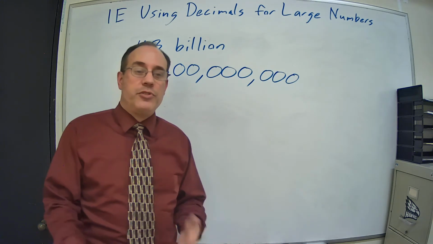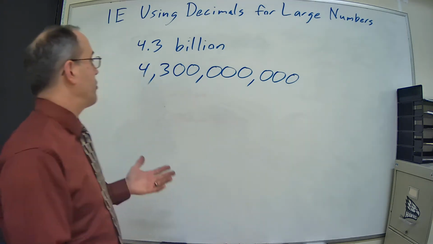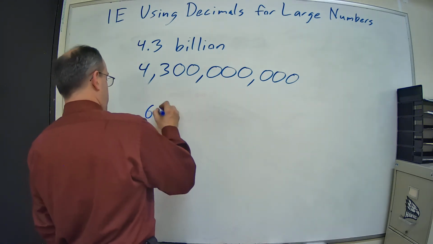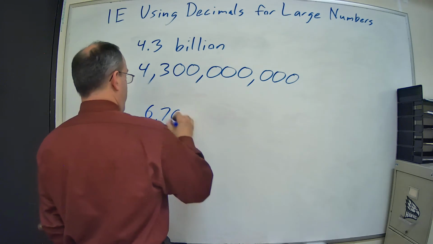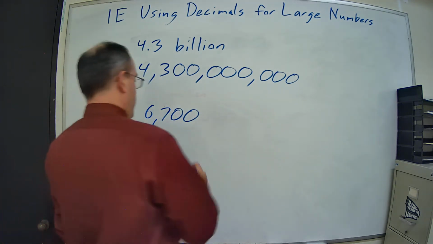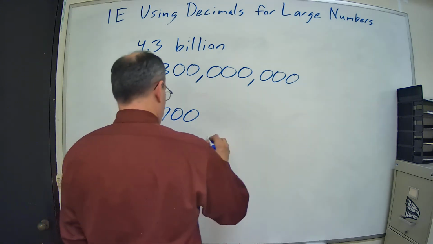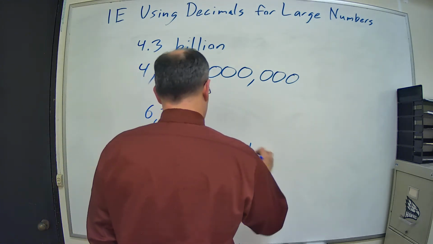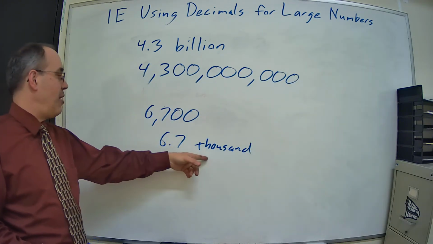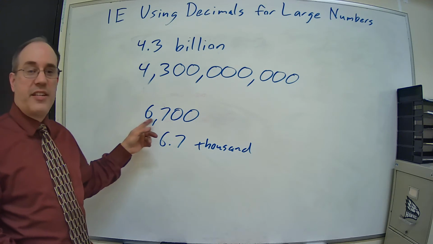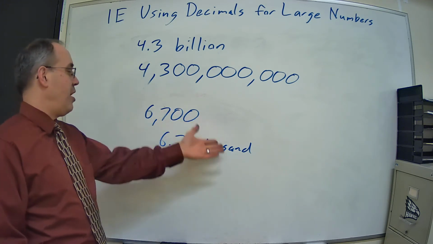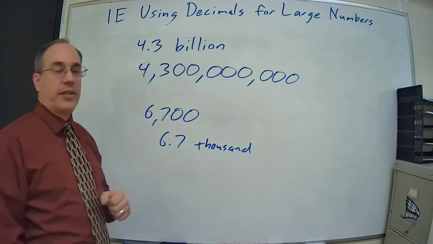Now you may use this in either direction. You may start with something and go, gee, I've got 6,700, and you may say, well, that's 6.7 thousand. You can abbreviate that way and say, to the nearest thousand. Sometimes we say that's 6,700, in fact, right? You've heard that, 6,700. Well, we can say that's 6.7 thousand.